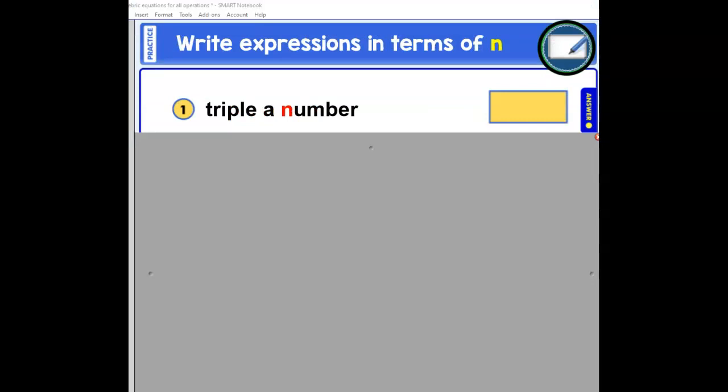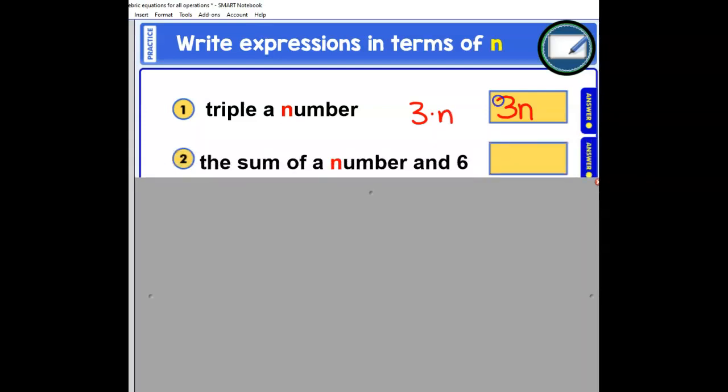N is going to be our variable that stands for number. So, triple a number. Go ahead, write it down on your whiteboard. When I triple, I multiply it by 3, so I could have it touching, 3n, or I could do 3 times n as well. Next one, the sum of a number and 6.